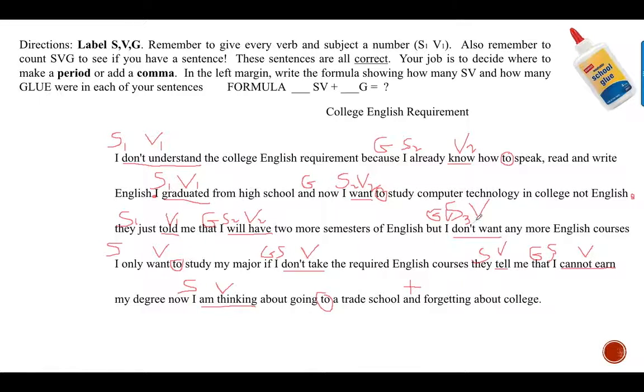S3, V3. Any more English courses? Oh, no glue. Okay, so we got a problem there, so we're going to put a period here. That's where we'll put a period. And comma, because we need a comma with that type of glue. And also we forgot our comma here with the and. Remember, and, but take the comma. Because does not. It's flipping glue because you could put it at the beginning, then you'd put a comma. Because I already know how to speak, read, and write English, comma, I don't understand. Well, it wouldn't make as much sense that way in this particular case.